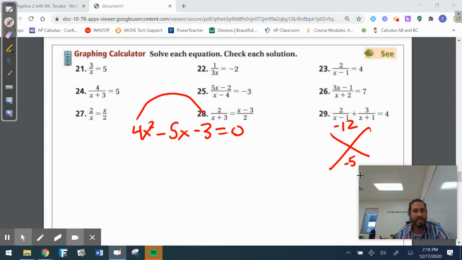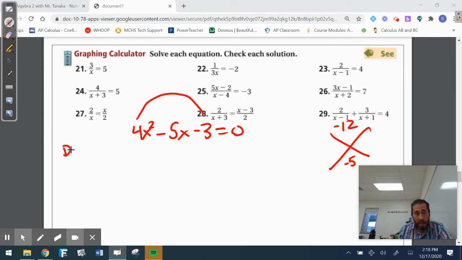Then you have to ask yourself, does anything work? 2 times 6, not going to work. 3 times 4, not going to work. 1 times 12, oh my gosh, it's not going to work. Now, when nothing works, what do we do? QF it, right? Quadratic formula.